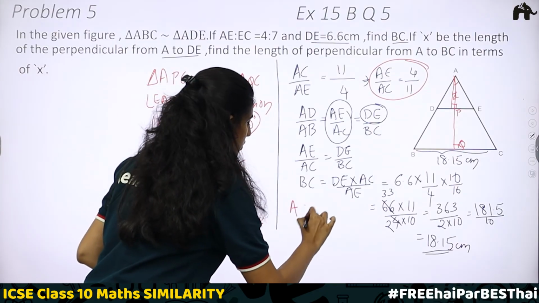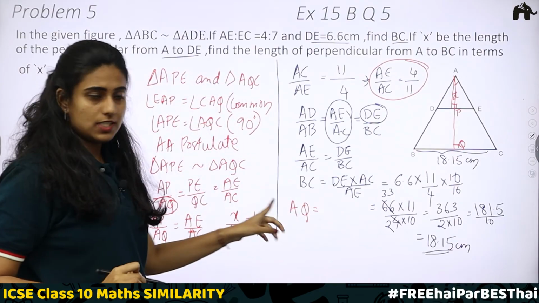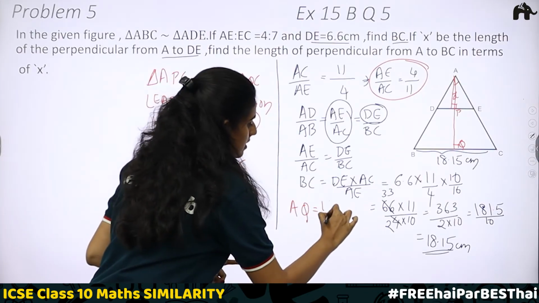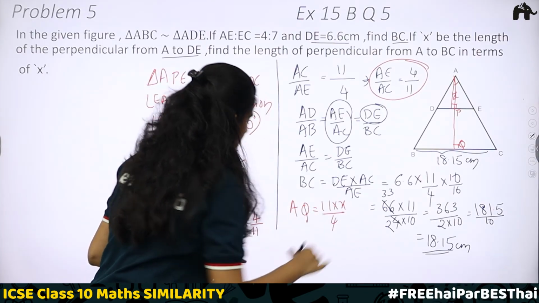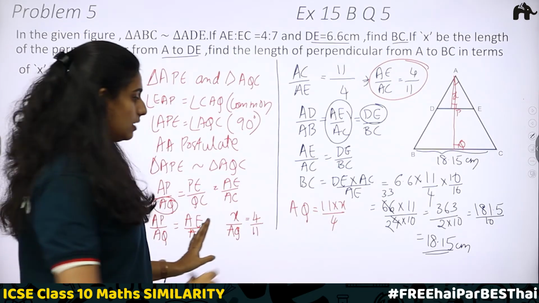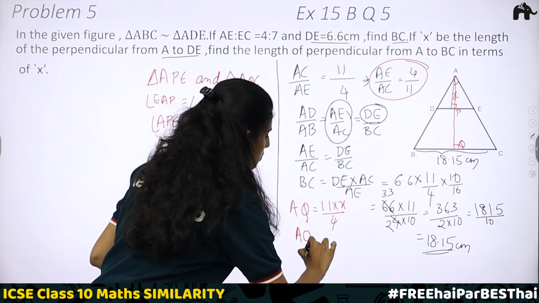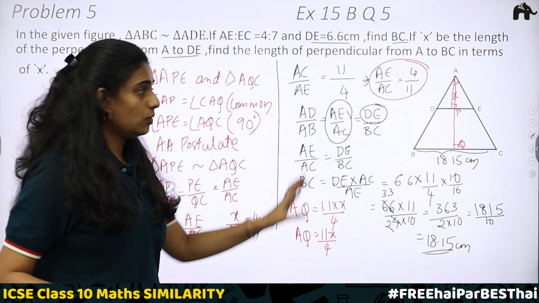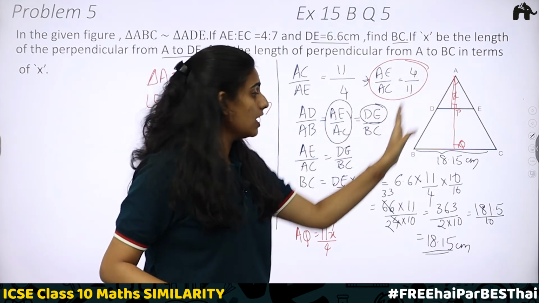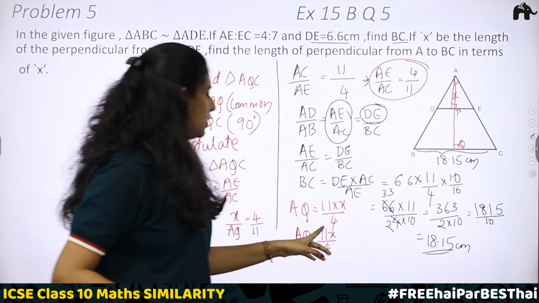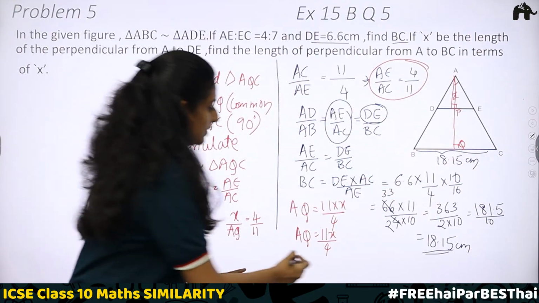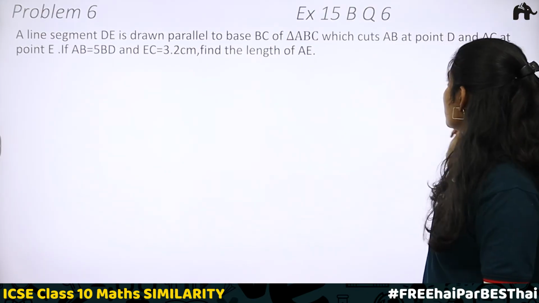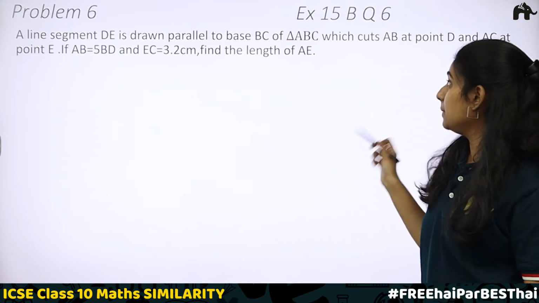Then what is AQ? Taking AQ to this side, we get 11 into x divided by 4. That is AQ is equal to 11x by 4. The length of the perpendicular from vertex A to side BC is equal to 11x divided by 4. Clear? 11x by 4. Next, problem number 6, question 6 of exercise 15B.